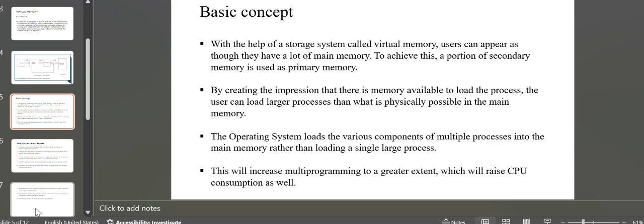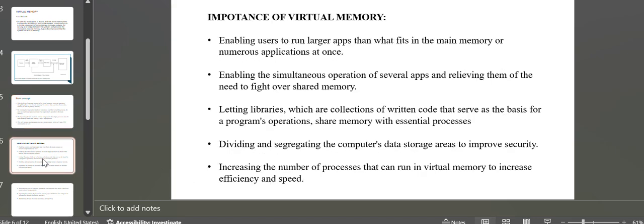The operating system loads the various components of multiple processes into the main memory rather than loading a single large process. This will increase multiprogramming to a great extent, which will raise CPU consumption as well.